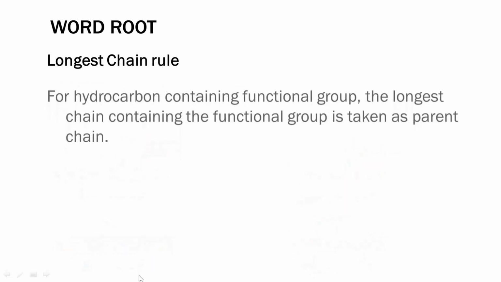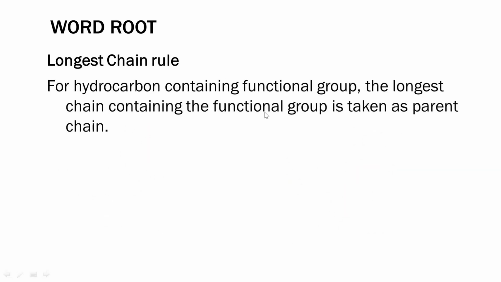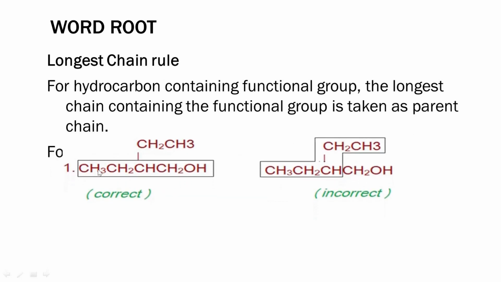Now, for hydrocarbon containing a functional group, if there is a presence of functional group, then the longest chain containing the functional group is taken as parent chain. We should take that parent chain which contains the functional group. For example, in this case, when we go through like this, 1, 2, 3, 4, we have 4. When we go through like this, 1, 2, 3, 4, 5, this selection is the correct one because this chain contains the functional group. That means when we see a functional group in a compound, we take that chain which contains the functional group as the parent chain.